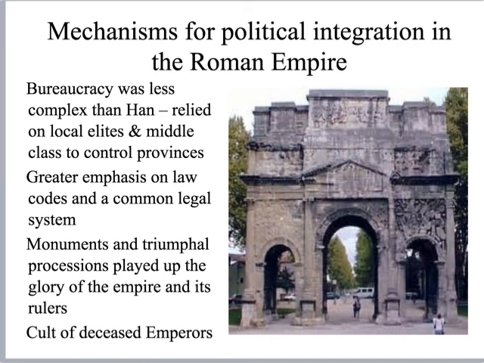In the Roman Empire, the bureaucracy was less complex than the Han, although it was still very large. It relied very much on local elites of the conquered territories and the middle class to control the provinces. Greater emphasis in Rome was placed on law codes and a common legal system. Monuments and triumphal processions also played up the glory of the empire and its rulers, as well as the cult of the deceased emperors. Later in Rome, further integration happened with the spread of Christianity.